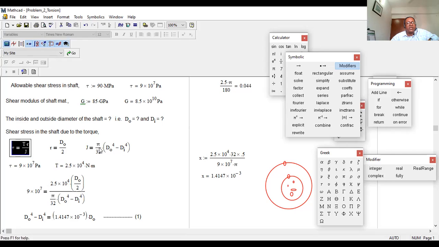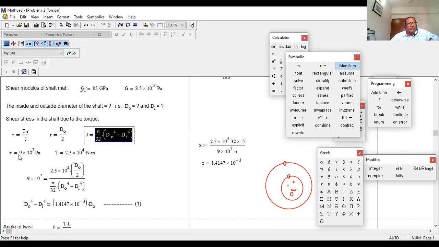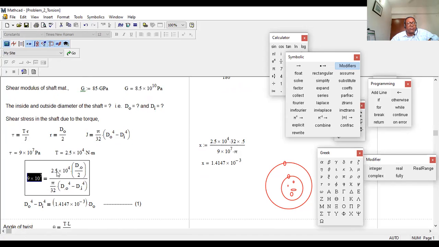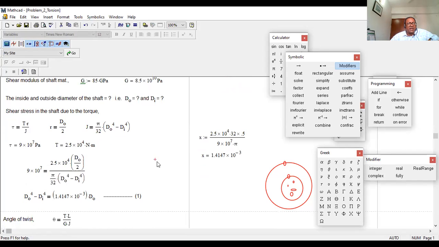And what is the J? J is pi by 4, D to the power 4 minus DI to the power 4, because this is hollow. And tau value is given. So everything you put over here. So this is tau, and from this one you will get the value of torque. And this is the value of R, D naught by 2, J. Now we simplify this equation, you will get this value equal to this one. I'm saying this is equation 1.